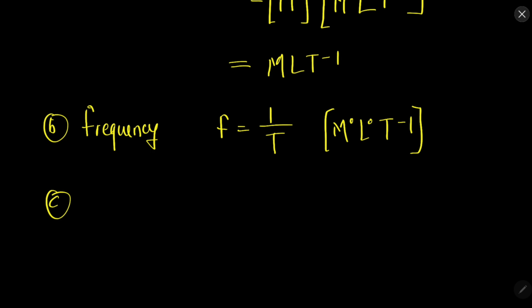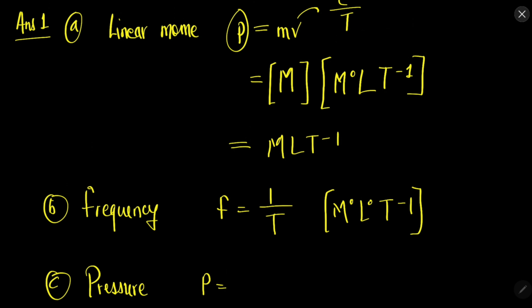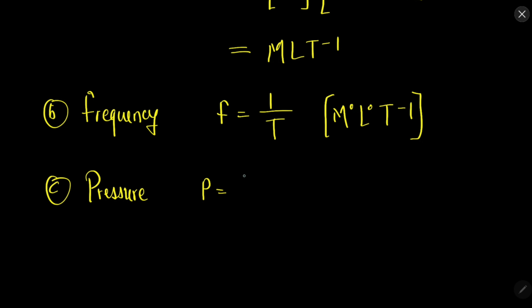Now what about pressure? So the formula for pressure, this is capital P, this is small t. The formula for pressure is force upon area. Now the formula for force is m into a, so pressure is mass into acceleration upon area.